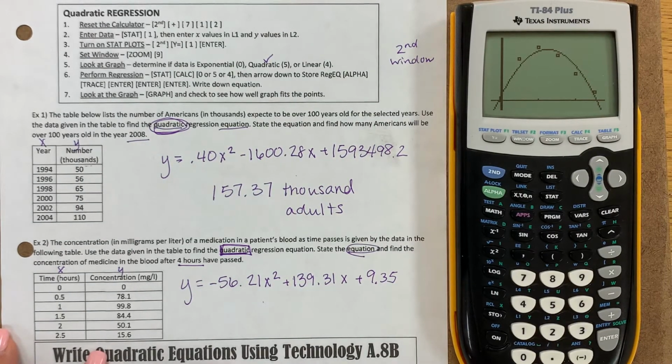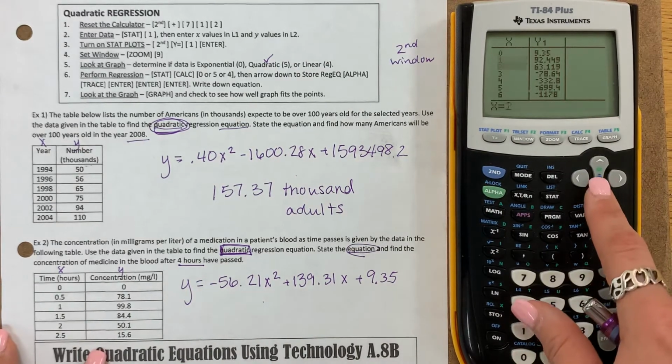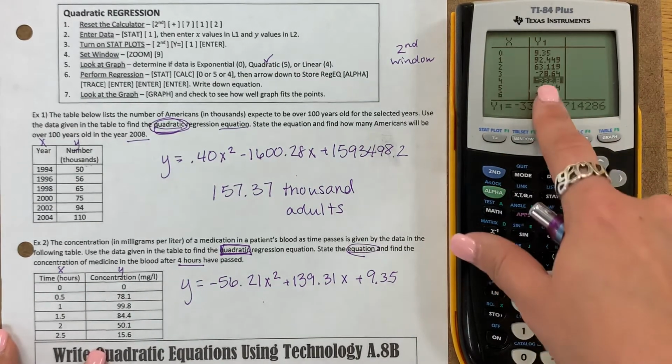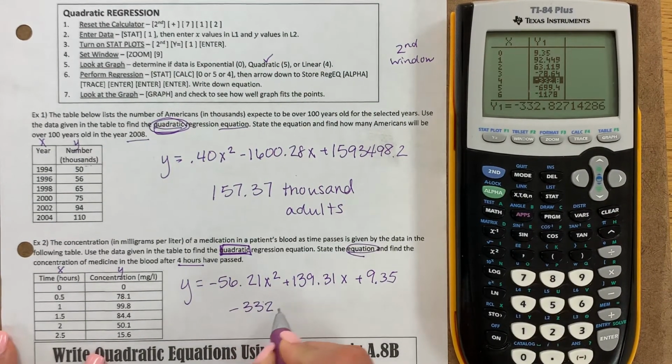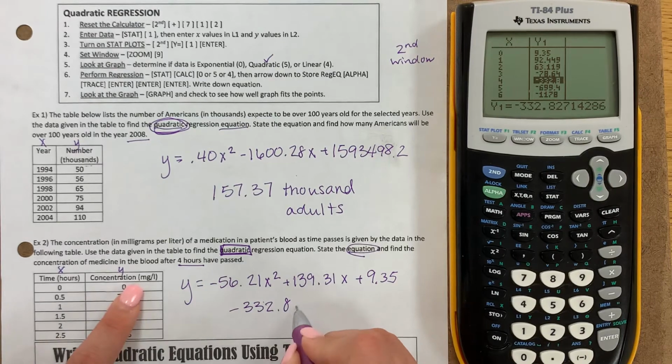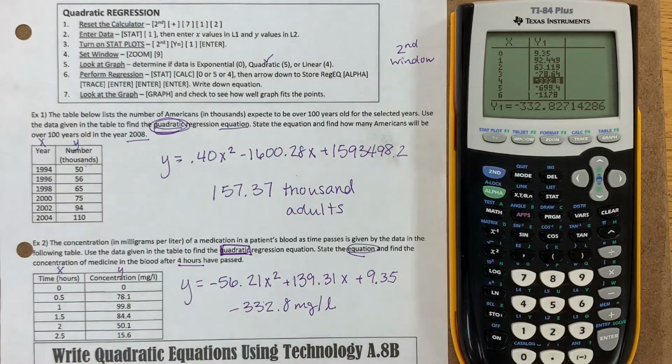From there, we're going to want to go to 4 hours. So go to our table, and we want to find 4 hours. After 4 hours, we should have negative 332.8 milligrams per liter. All right. And all the problems will do this. You're basically just following instructions.